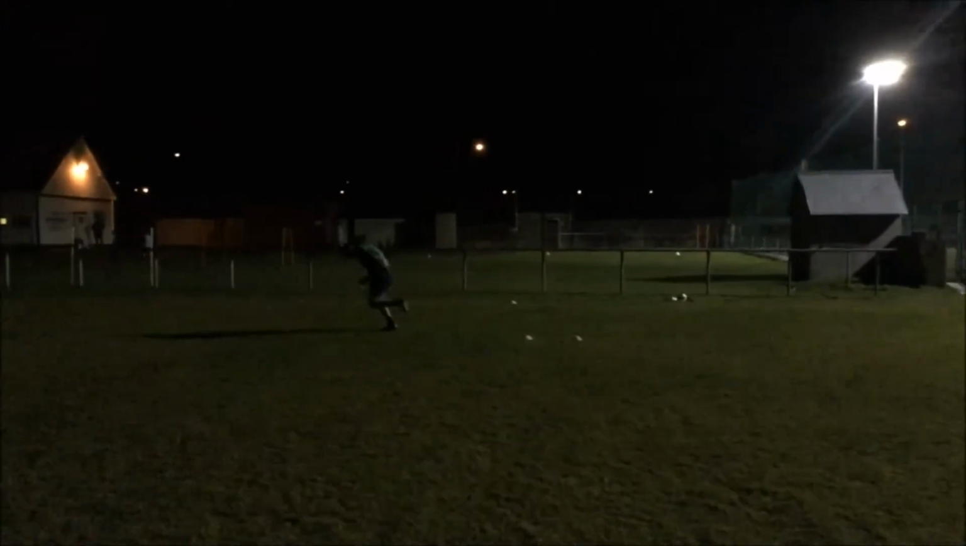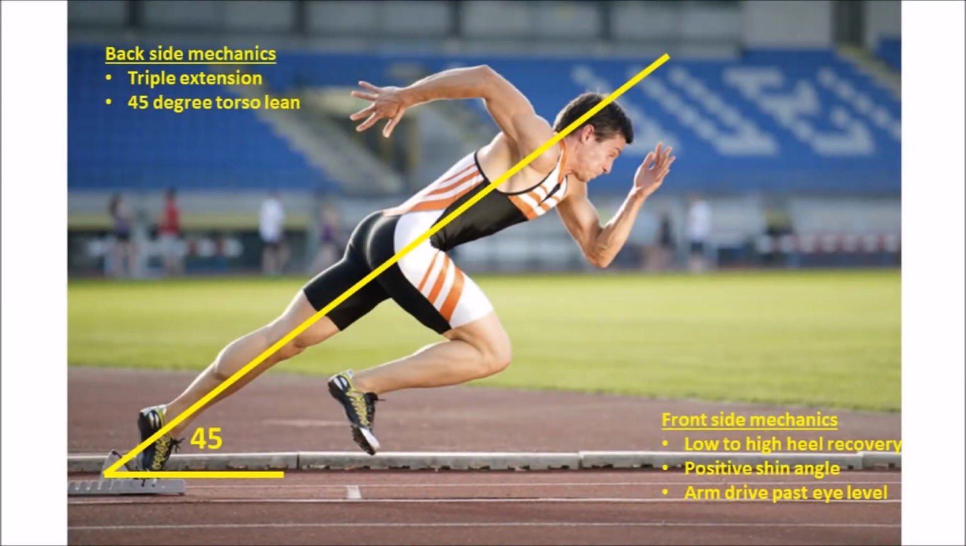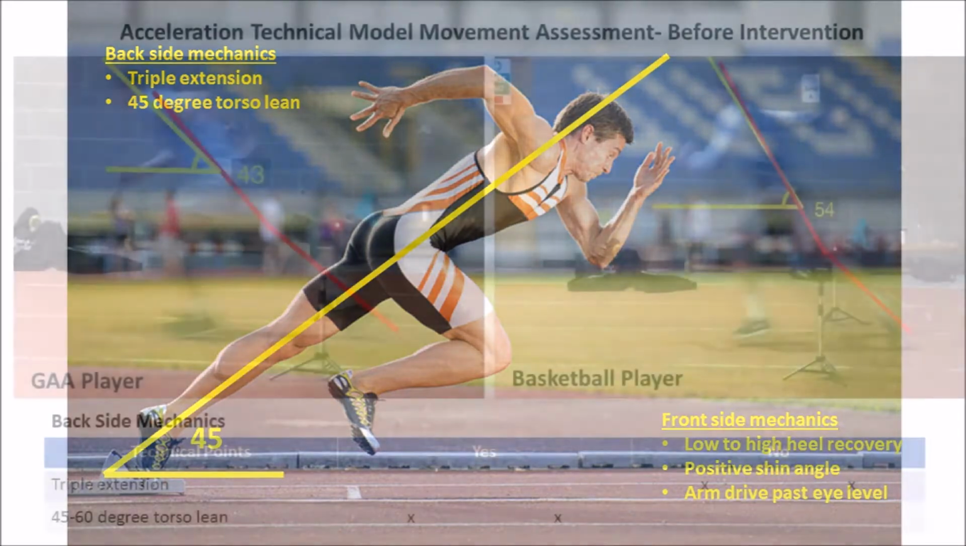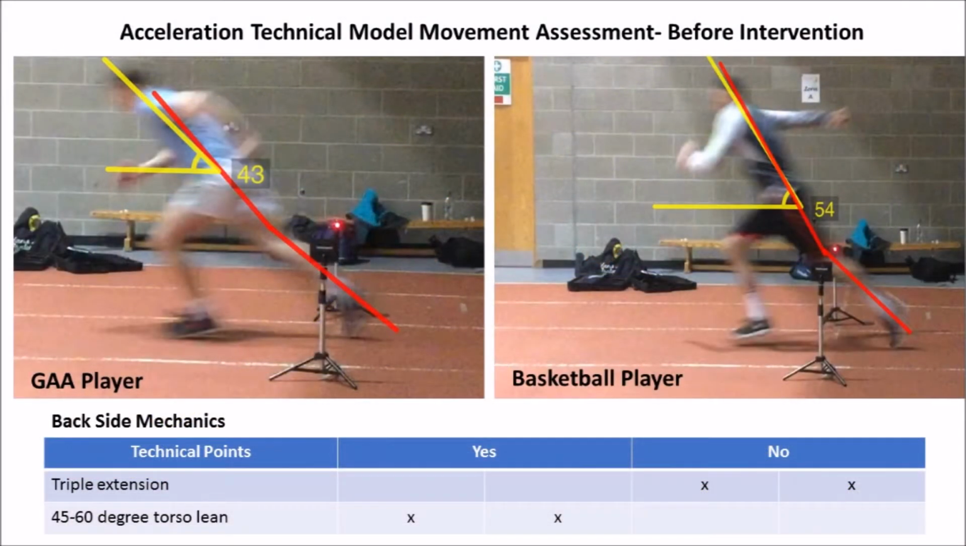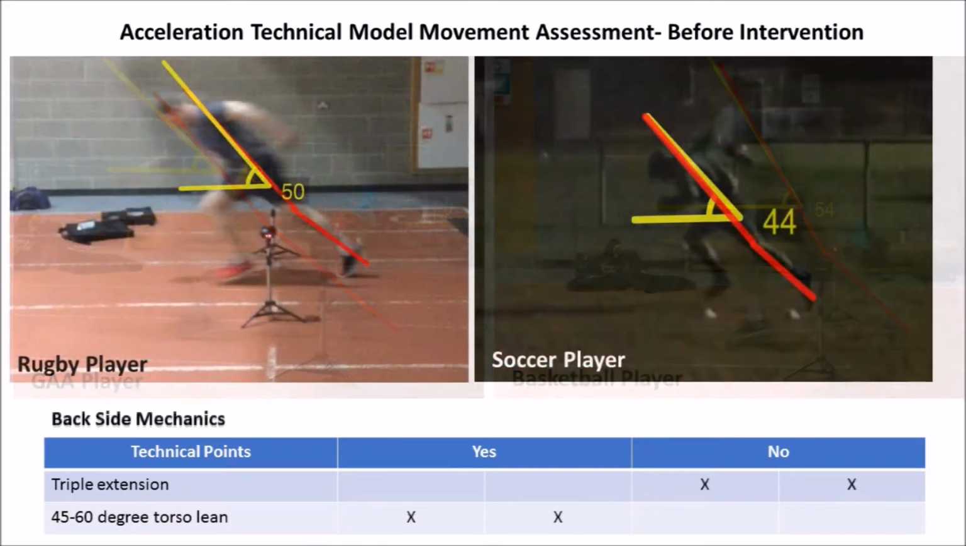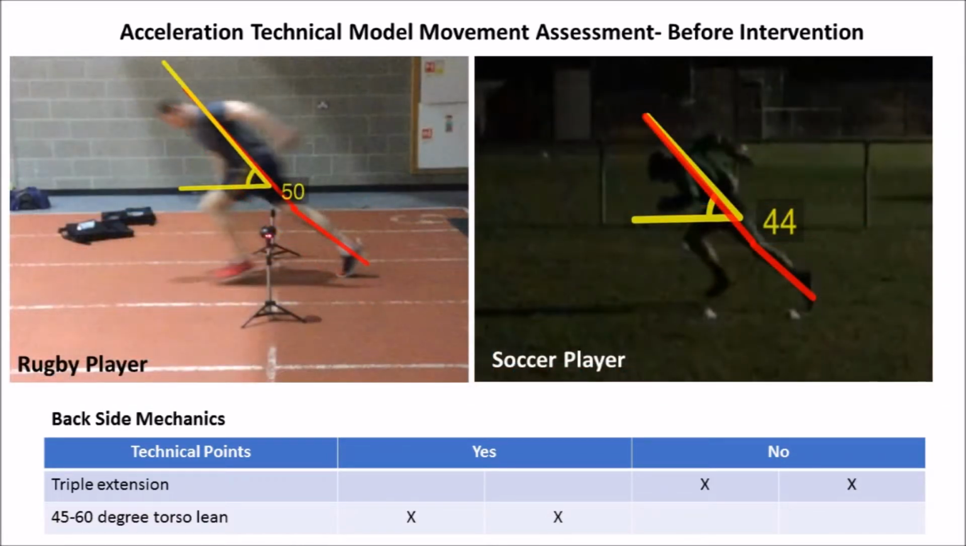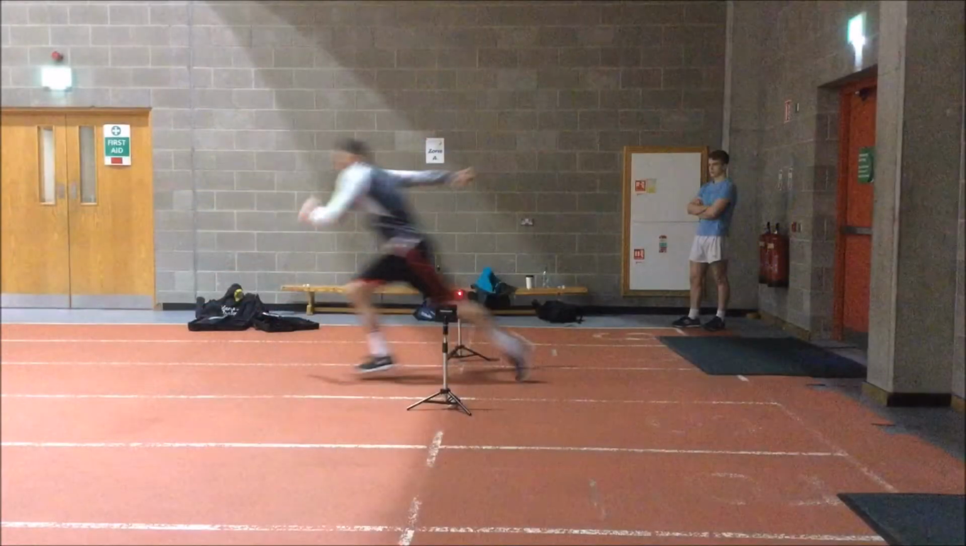I will break the acceleration aspect of the sprint down as follows. We look at backside mechanics and frontside mechanics. When analysing the athletes, I looked at firstly their backside mechanics and whether or not they could triple extend and if they had a 45-degree torso lean. Secondly, I looked at their frontside mechanics and if the athlete had the ability to swing their foot low to high, maintain a positive shin angle, and if their hand was able to come past their eye level.